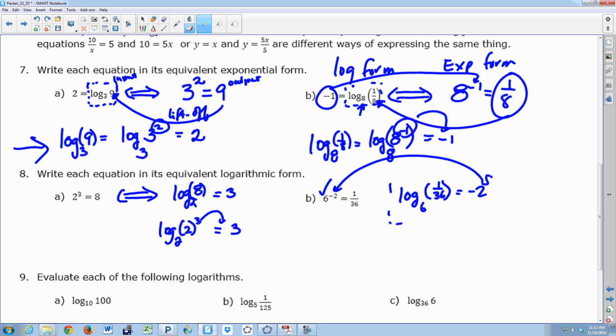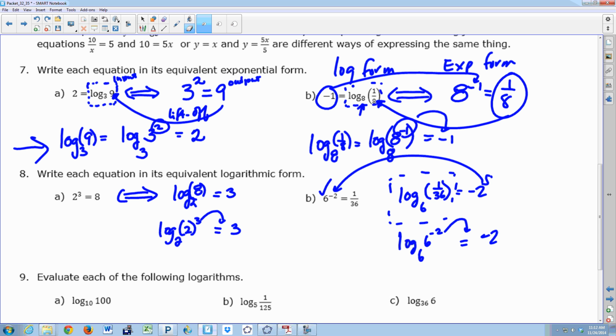So log is simply a fancy way of writing an exponent. And again, if you write 1 over 36 as 6 to a power, you see it's 6 to the negative 2. So I lift off my exponent, and there's my answer. There it is, negative 2, no matter which way I do it.